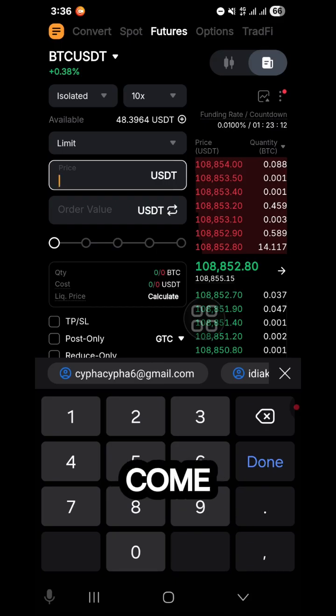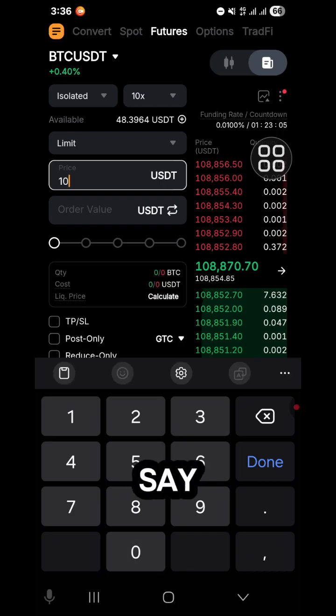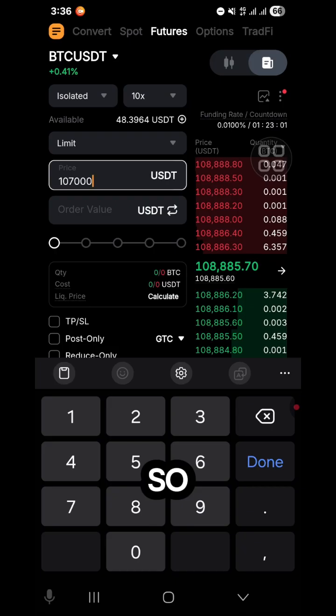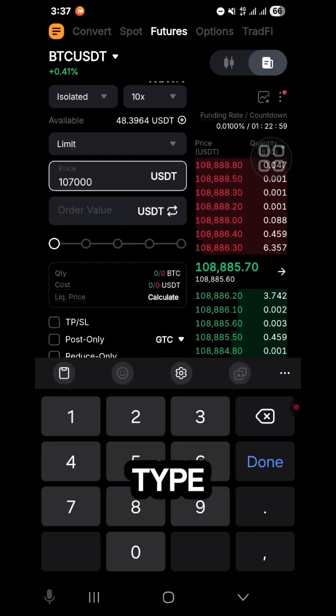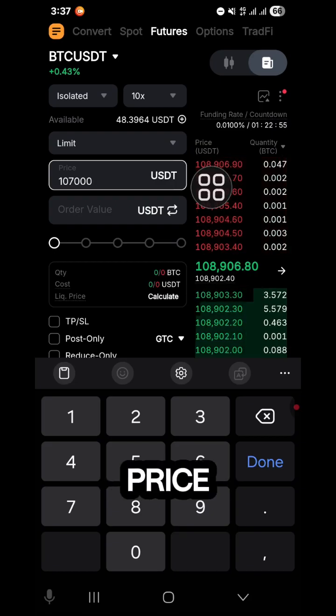So I can simply come to this place and select price. Then I'm going to use a limit order. I put it on price. I'm going to type the price I want to enter. Let's say 107,000. So once I type this, the limit order allows me to put in the specific price that I want to enter into the trade.